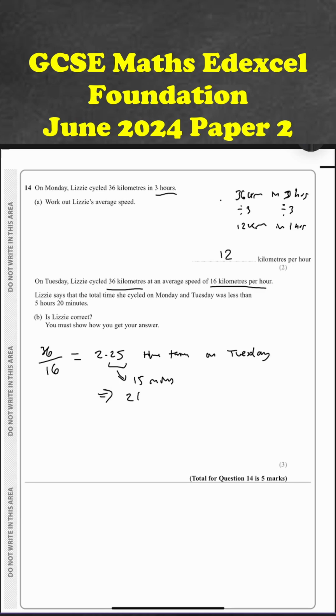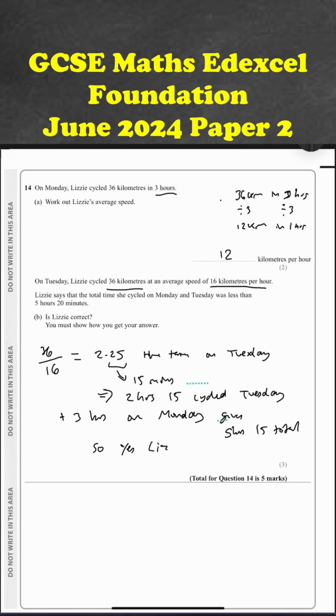So that means since she's done 36 kilometres at 16 kilometres per hour, that is the time taken on Tuesday. 0.25 of an hour is 15 minutes. Therefore, 2 hours 15 cycled on Tuesday, plus 3 hours on Monday gives 5 hours 15 total. So, yes, Lizzie is correct, as it's less than 5 hours 20 minutes.